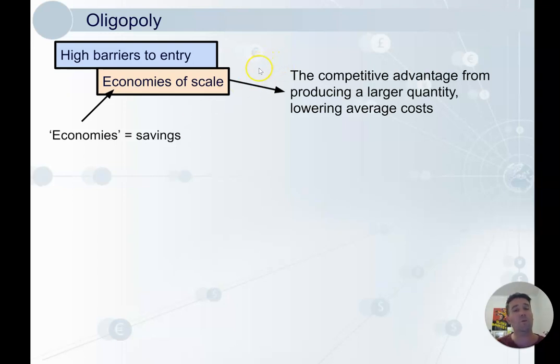And economies of scale, what it really means is it's the competitive advantage from producing a larger quantity because it lowers your average costs. So if you produce on a large scale, you can produce for cheaper, which means you can charge a lower price, make more profits. So let's see how that works. I've got a few examples here.